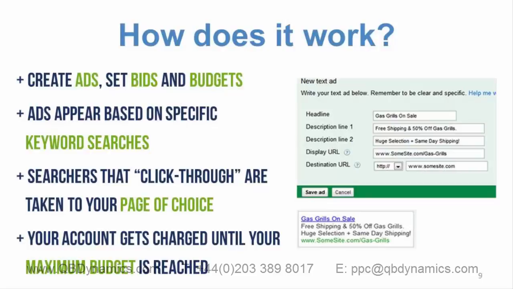Again, it's pretty simple. As always, with everything there are details and nuances once you get into the programs of how to do it most effectively. There's a lot to this in this particular case, but the basics of it are really quite simple. Visitors who click through are then taken to your page of choice, which is the destination URL, the destination where you're sending them to. Your account then gets charged until the maximum budget is reached, so it's pretty straightforward.